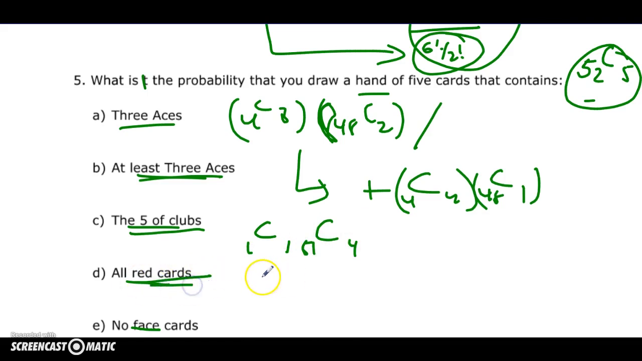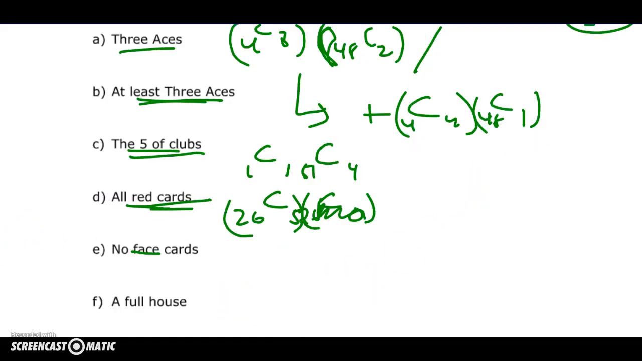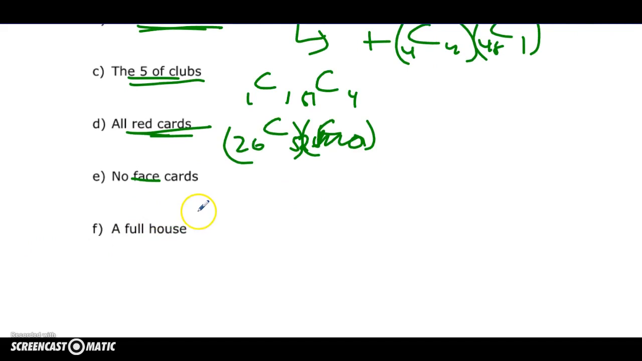All red cards. There are 2 ways to look at this. One is to say no black cards, but it's the same thing. So you can say I choose no black cards and I choose 5 red cards. But you know this here is going to be 1, so you don't really need it. 26 choose 5 over this. No face cards, a little different way to do this. There are 4, 8, 12 face cards, so there are 40 non-face cards, and you're choosing 5.